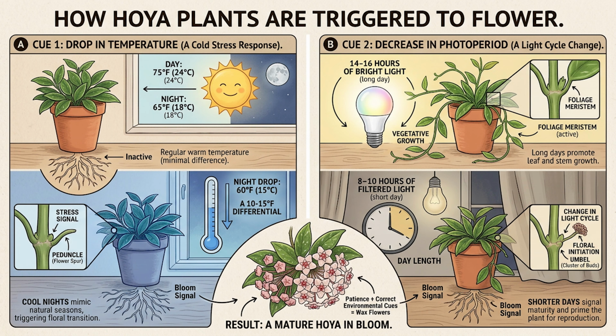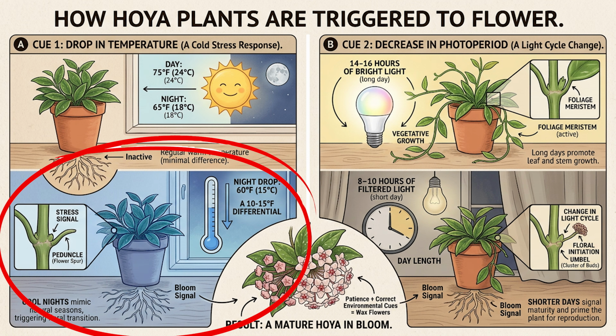As for a temperature drop, signaling the seasons is key. A 5 to 10 degree drop at night mimics the change from growth season to bloom season. Even my most stubborn divas respond to that nightly chill down.